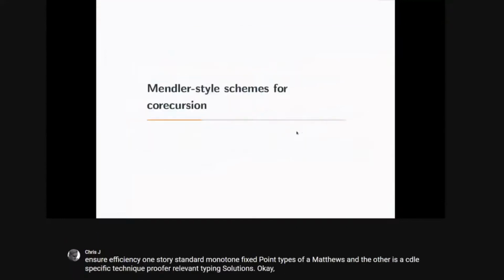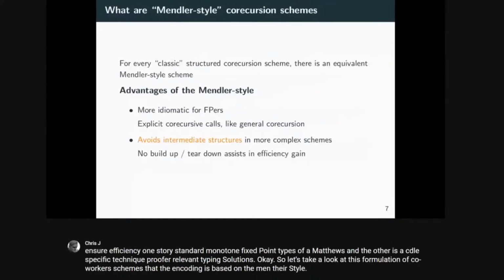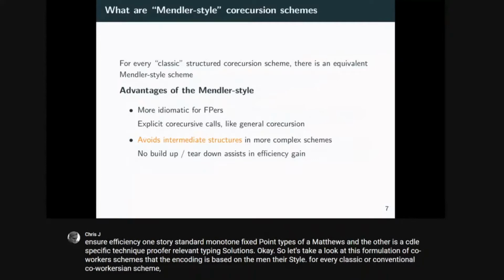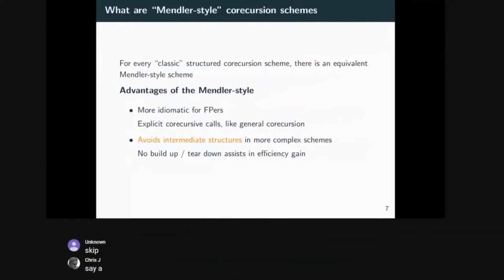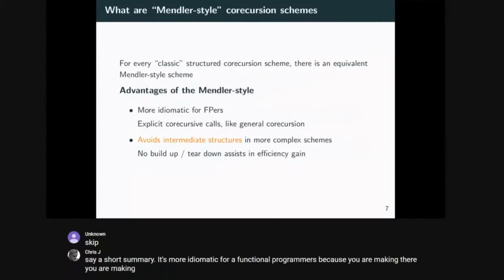Okay, so let's take a look at this formulation of co-recursion schemes that the encoding is based on, the Mendler-style. For every classic or conventional co-recursion scheme, there is an equivalent Mendler-style scheme. Now, the advantages of the Mendler-style have been well studied in the past couple of decades, but just as a short summary, it's more idiomatic for functional programmers because you are making your co-recursive calls explicitly in the same style as you would with general co-recursion.